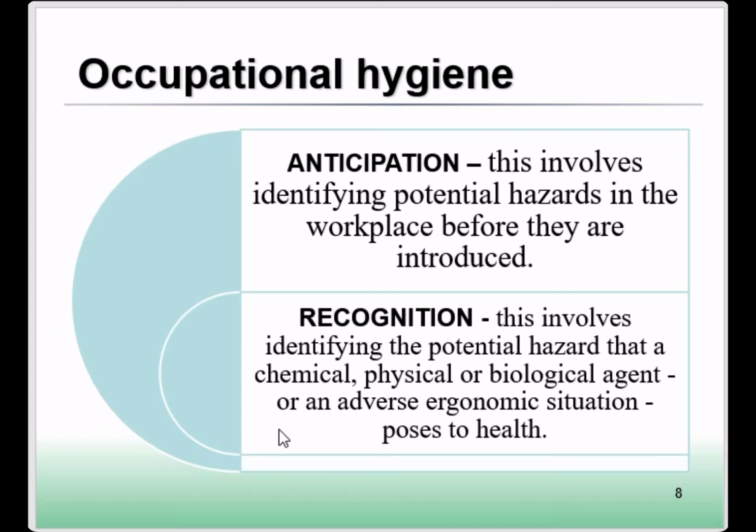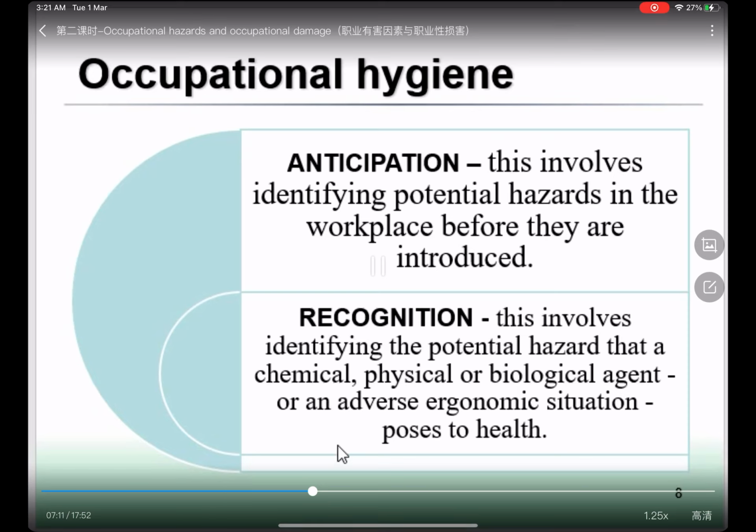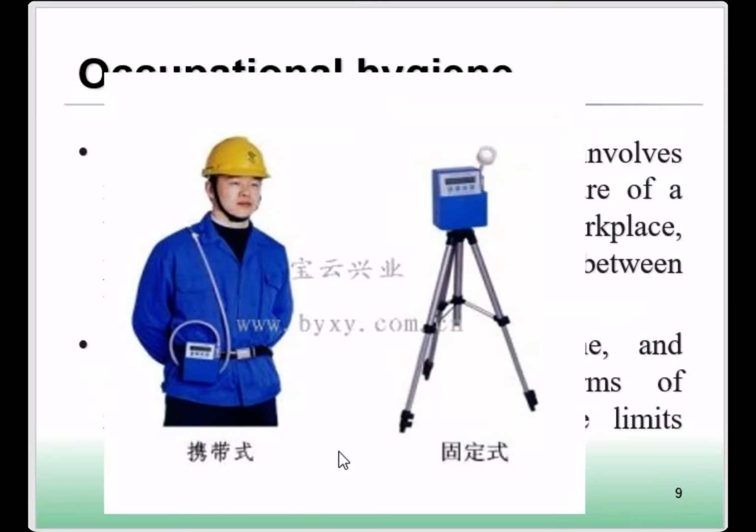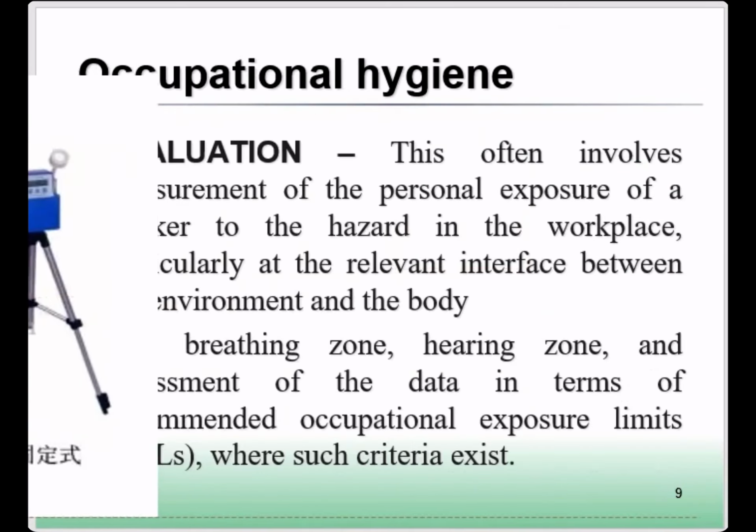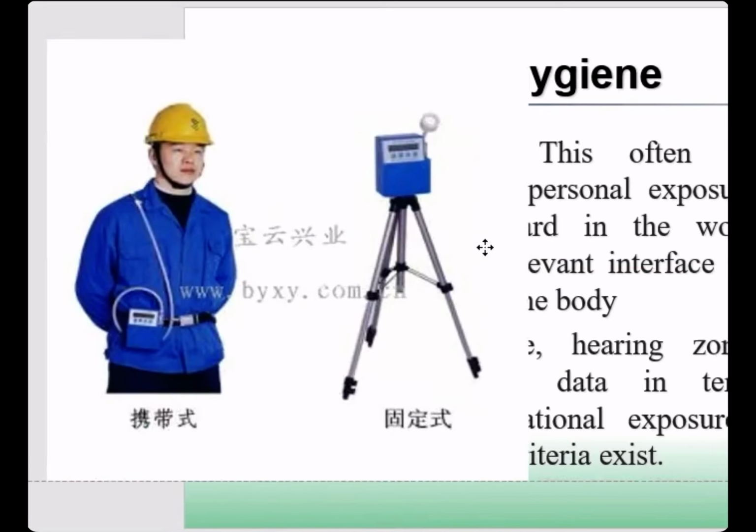So recognition involves identifying the potential hazard that a chemical, physical, or biological agent or an adverse economic situation poses to health. After the potential hazards are introduced, we will recognize which one is the most dangerous hazard in this factory. It may be a chemical agent, a physical agent, or a biological agent. After recognition, if we suppose that it is a chemical agent, we have to do some measurement. That's evaluation.